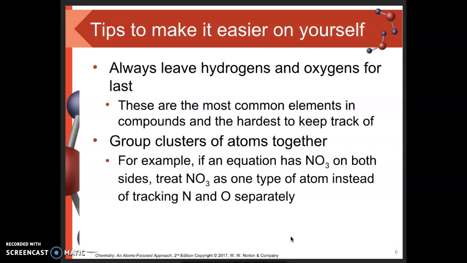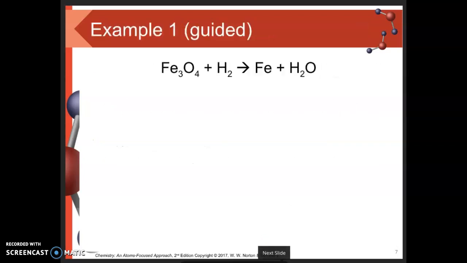Instead of separating the nitrate into nitrogen and oxygen, keep it together. Track nitrate ions on the reactant side and nitrate ions on the product side. And if you do that, chances are things will kind of work themselves out, and you'll be able to balance a lot more quickly. So let's take a look at some examples here.